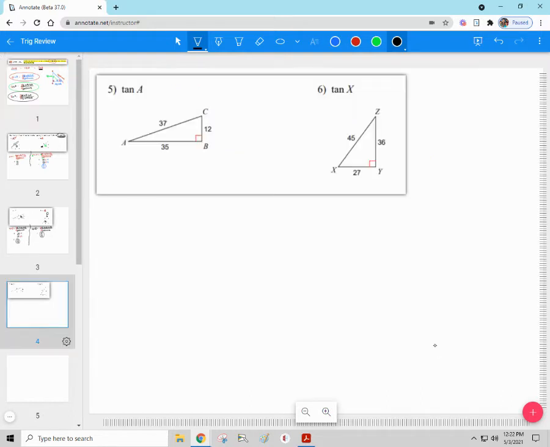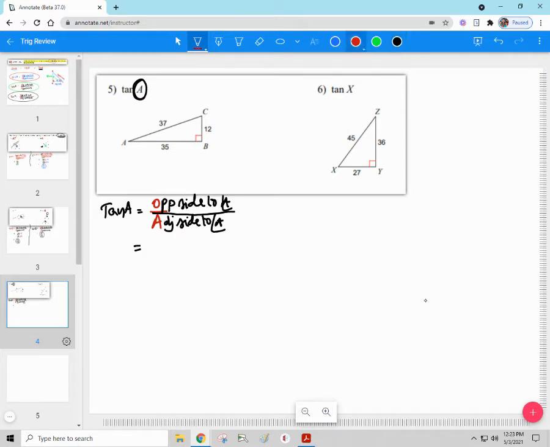Okay, let's go to this one. So tan equals, SOHCAHTOA, TOA. Therefore, let me write the rule: you're asked to find A, so tan A equals the opposite side to angle A over the adjacent side to angle A.